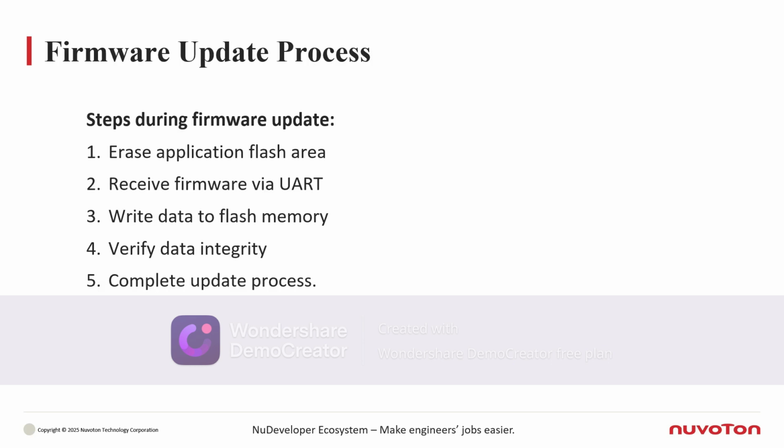Firmware update process. During update mode, the bootloader erases the application flash area. It receives firmware data through UART and writes it into flash memory.